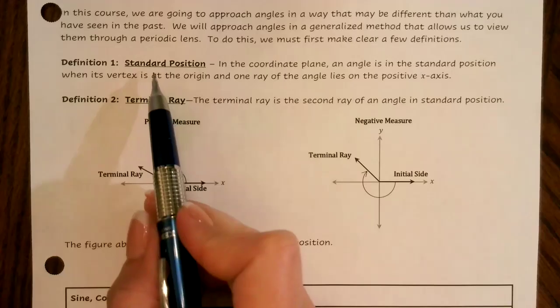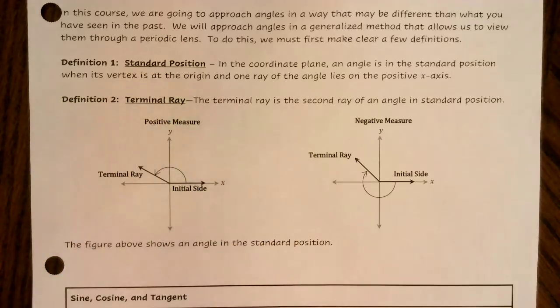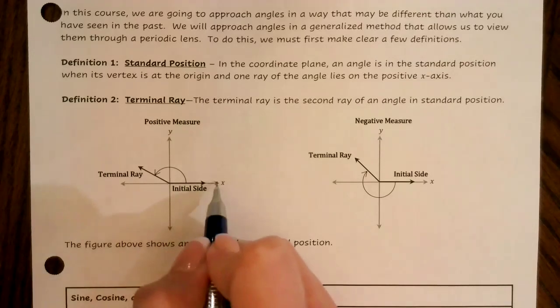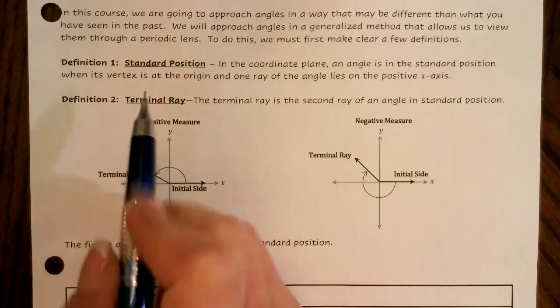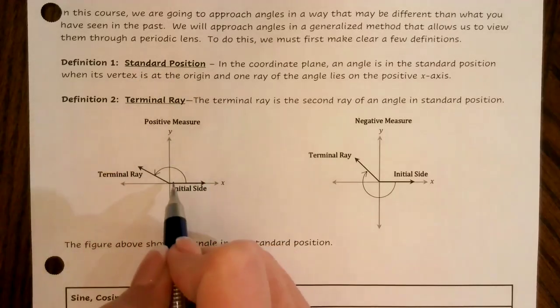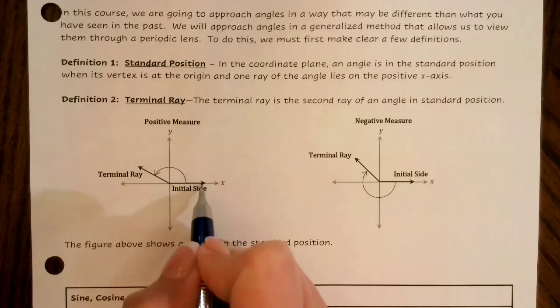So standard position. In the coordinate plane, an angle is in the standard position when its vertex is at the origin and one ray of the angle lies on the positive x-axis. So our positive x-axis is this part right here. That's what we consider the initial side of the angle. And that's what puts us in the standard position. So when our initial side is on the positive x-axis, then it is in the standard position.